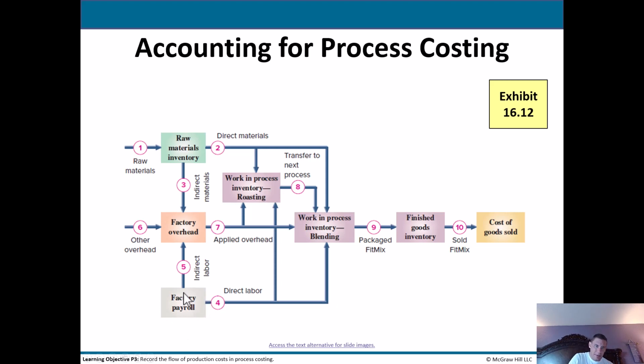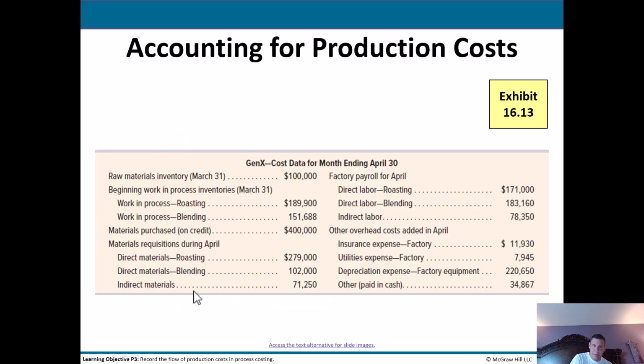And then down here we have payroll. The indirect labor is being recorded straight to factory overhead. The direct labor, of course, you can see by these 2 arrows, is being recorded directly to work in process for each department, roasting and blending. Once they're done, the packaged product, in this case called fit mix, is transferred to finished goods inventory. Think about the warehouse. And then finally it's sold. Once they've sold it, they transfer that cost to cost of goods sold, because now they have revenue to match it against.